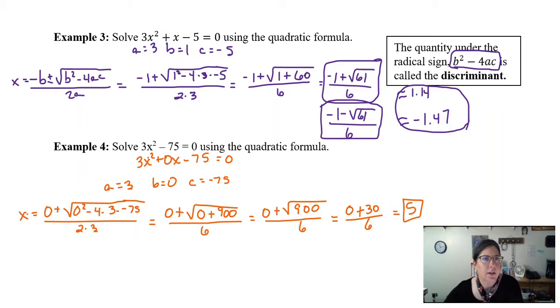The second answer, remember, all we're doing is changing the plus to a minus. So my second answer is going to be 0 minus 30 over 6. The 0 minus 30 is negative 30. Negative 30 over 6 is negative 5. And again, I can check those answers just to make sure they're correct.